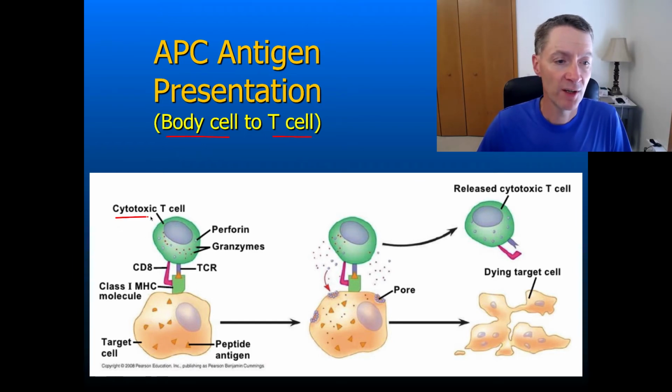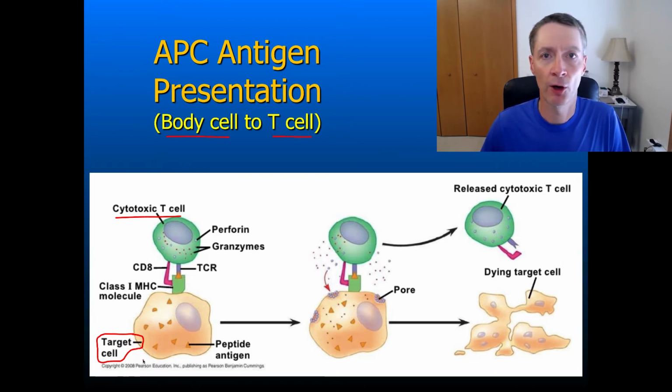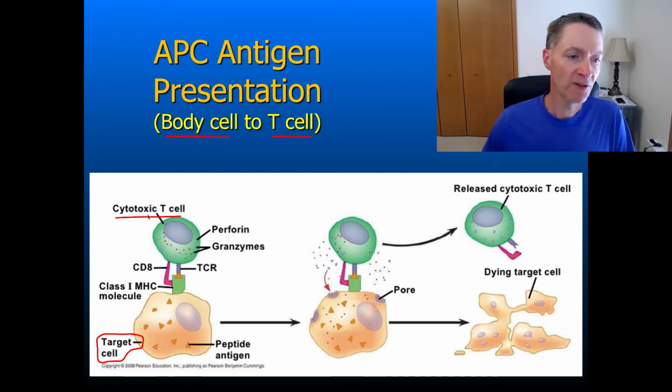So here we have the cytotoxic T cell. Here we have the body cell, and they're talking about it as the target cell. Must be there's something wrong with the cell, right? It's abnormal or infected, so they're calling the body cell a target now. So here we have a cytotoxic T cell. Here we have the target cell.